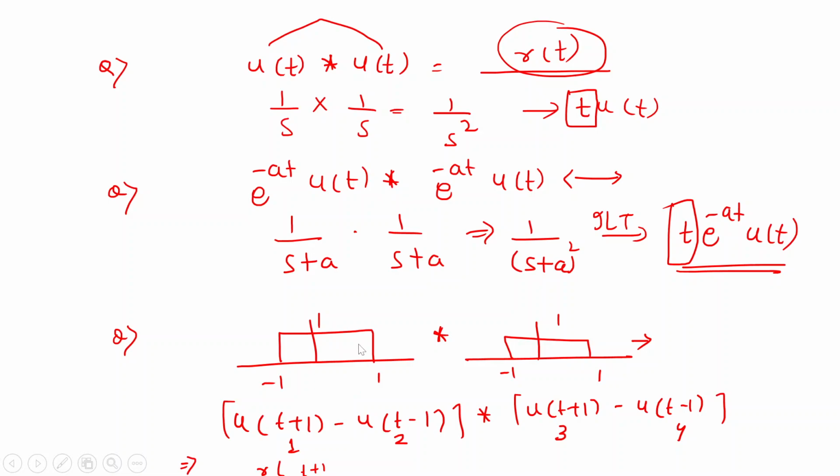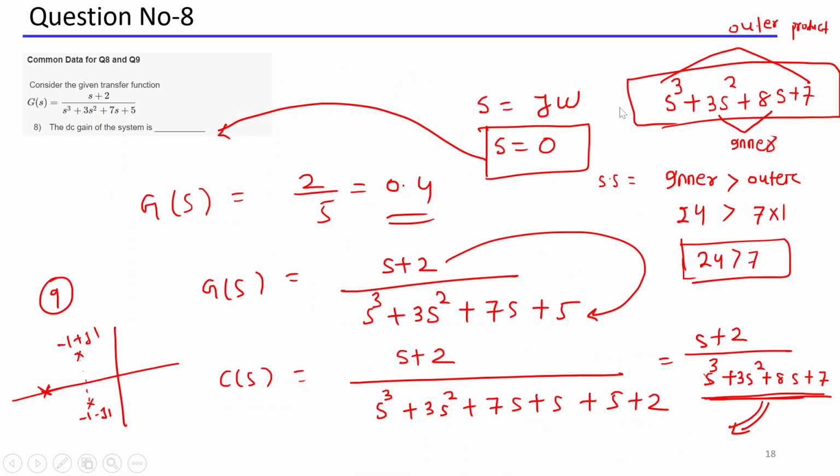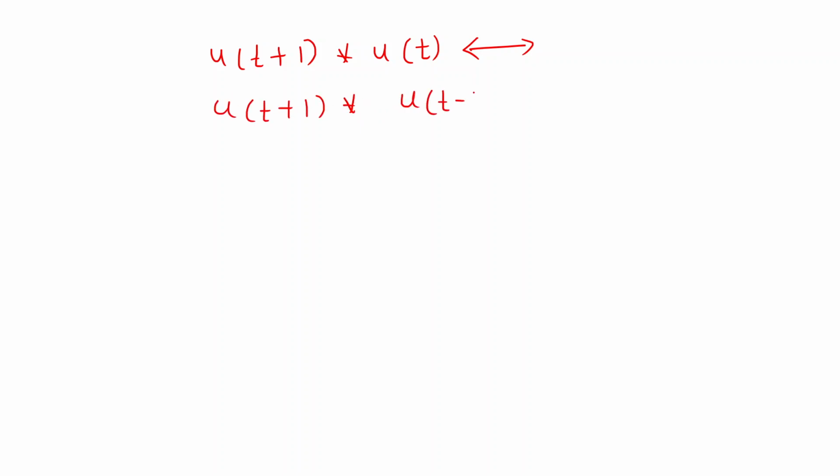No, it is not r of t plus 1. It becomes r of t plus 2. Because I have forgotten the properties. Let me come here. Let's say u of t plus 1 convolution with u of t. Then what is the answer? And here is u of t plus 1 convolution with u of t minus 1. What is the answer?